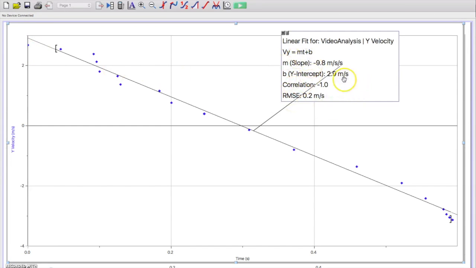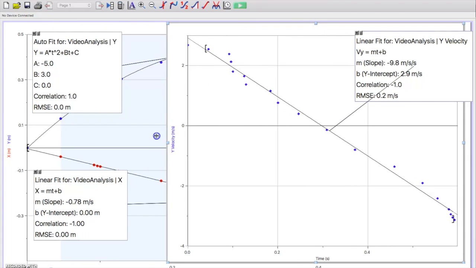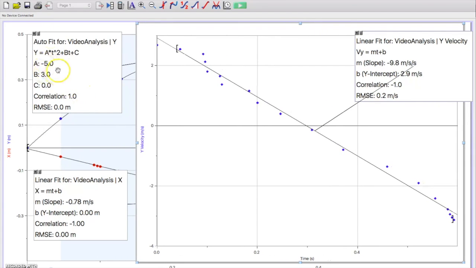So let's go ahead and take a look at this. I end up with a slope of negative 9.8 meters per second per second. And I end up with an initial, or y-intercept, or initial velocity of 2.9 meters per second. And that is pretty good comparing that to what I did have on my position time graph of an acceleration of half the acceleration of -10, so -5, and initial velocity of 3.